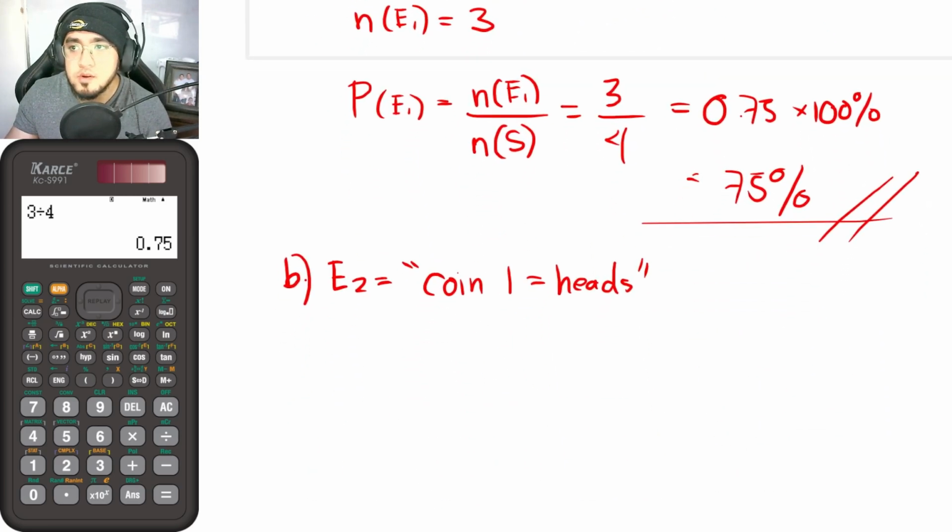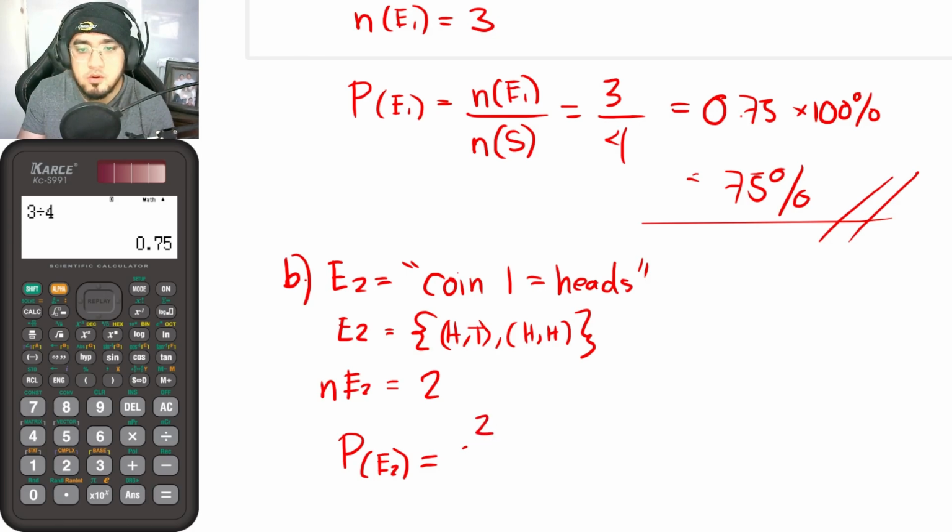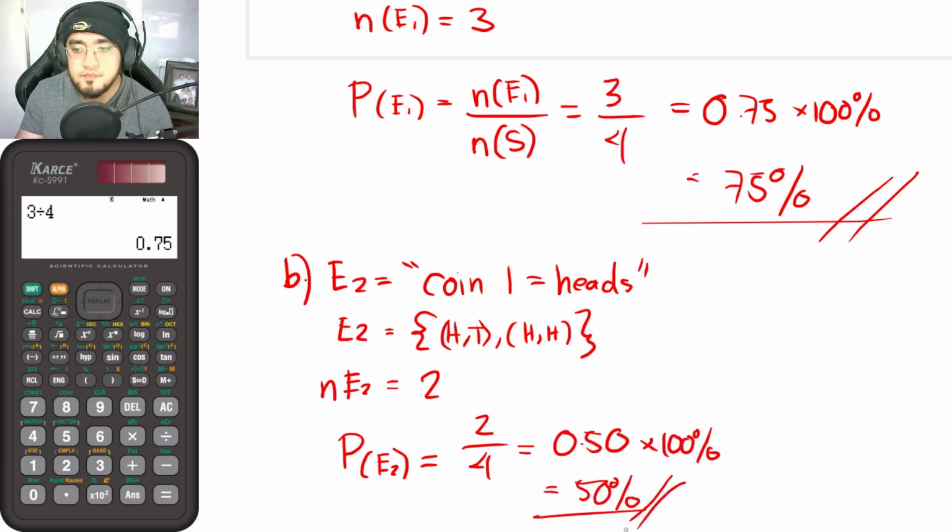Anyway, so solving for them here. For E2, what are those events? That is HT and then HH. So we only have 2, meaning that the number of events in event 2 is of course 2. So from that, the probability that event 2 will happen is now equal to 2 over 4, giving us an answer of 0.5. And if you would be multiplying it by 100%, this is now equal to 50%. So there.